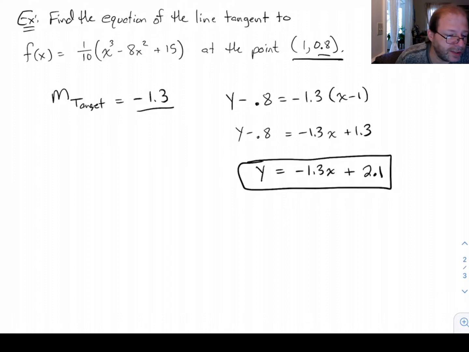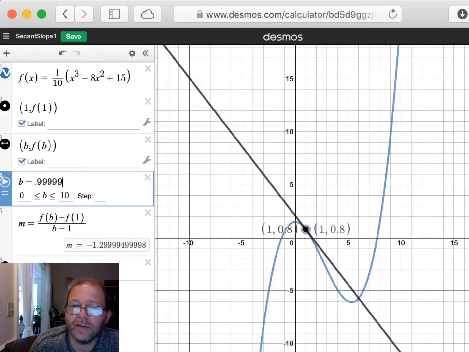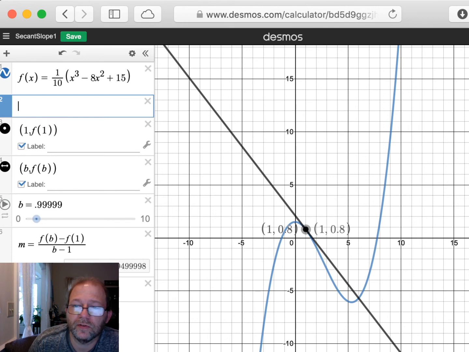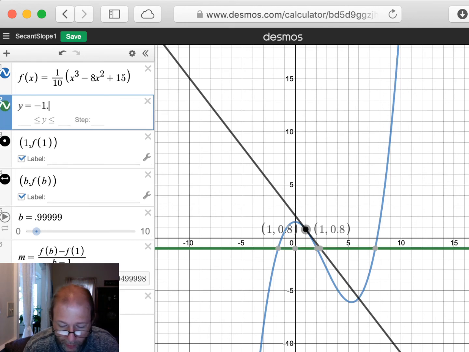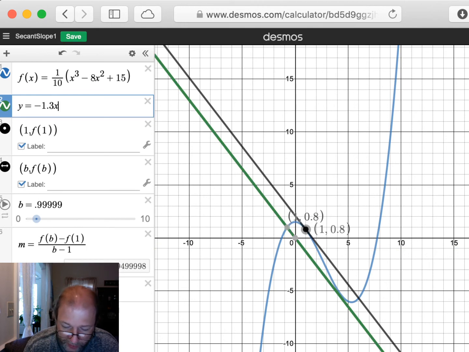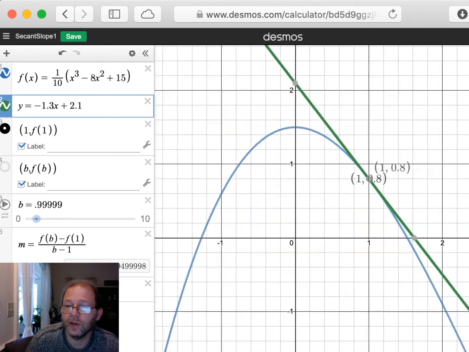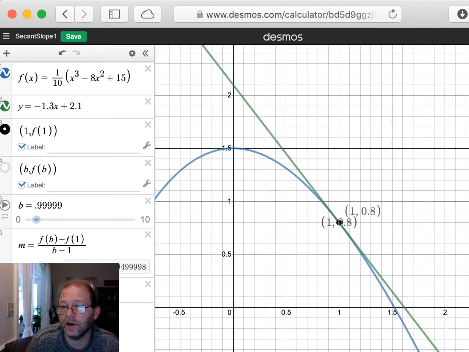So if we go back to Desmos and just graph that, I'm going to move this up here so it's nice and visible. y equals negative 1.3x plus 2.1. Sure enough, we get the tangent line there. I'm going to turn the other stuff off so it's not as cluttered. But yeah, if we zoom in there, that is the tangent line at that point.